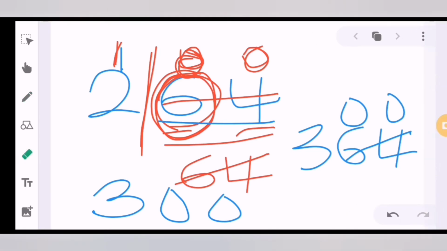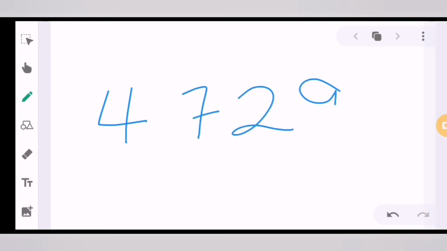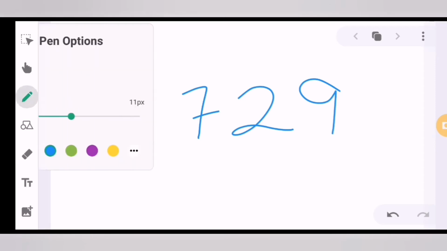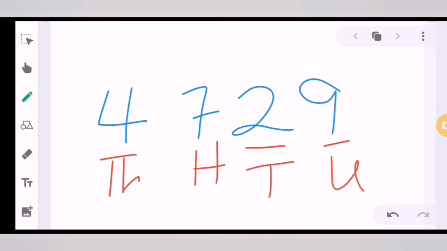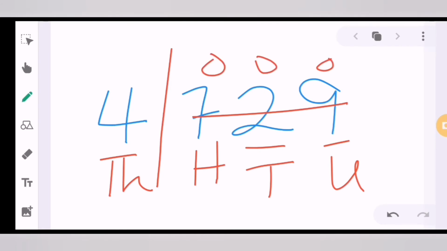One more example. Rounding to the nearest thousands. 4,729, to the nearest thousands. So using the same approach, this is our units, this is our tens, our hundreds, and our thousands. Before we get to our thousands, we draw our line. As soon as you draw the line, all the remaining numbers need to be replaced with a 0, right?